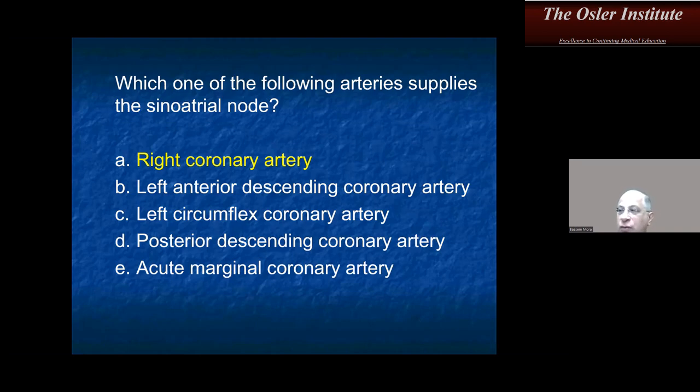And when you're doing a procedure, say a superior approach to the mitral valve, that can damage that SA node, and you can get a junctional rhythm. So that is one of those things that sometimes can happen, and that's why it's important to remember that.